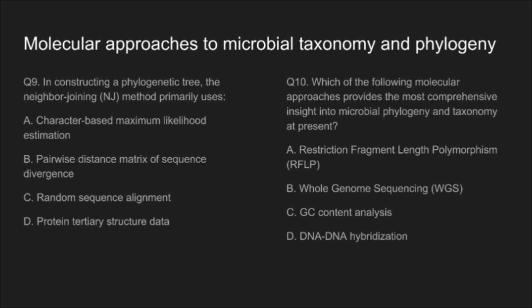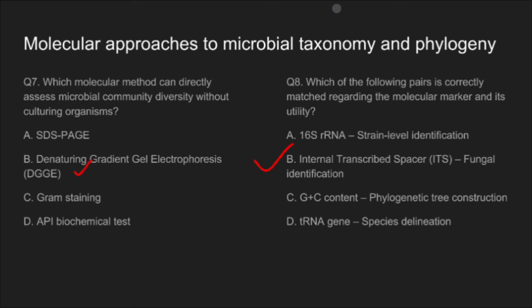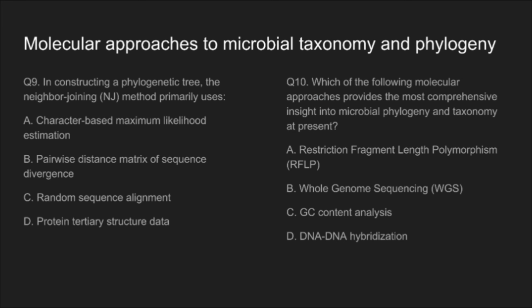Now question 9. In constructing a phylogenetic tree, the neighbor joining, that is NJ method, primarily uses options A. character-based maximum likelihood estimation, B. pairwise distance matrix of sequence divergence, C. random sequence alignment, D. protein tertiary structure data. So the correct answer for this question is option B. Pairwise distance matrix of sequence divergence.